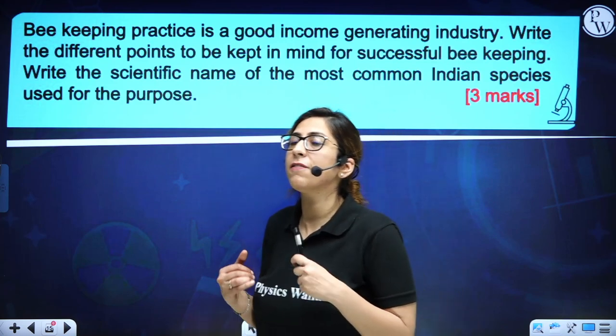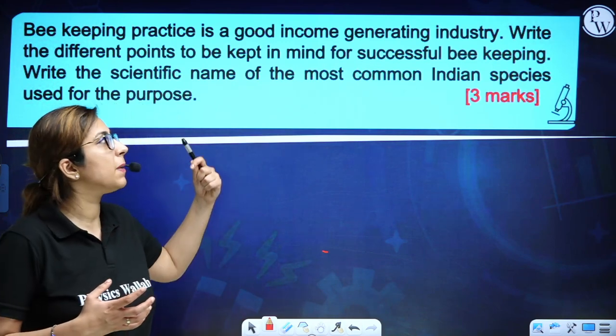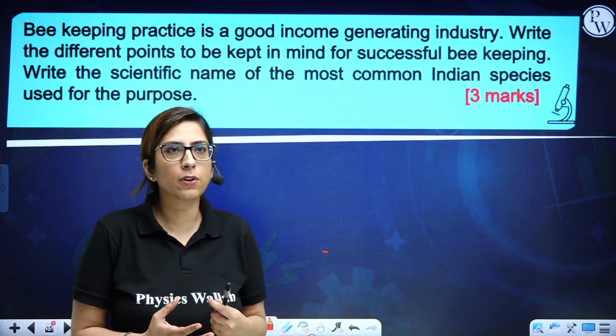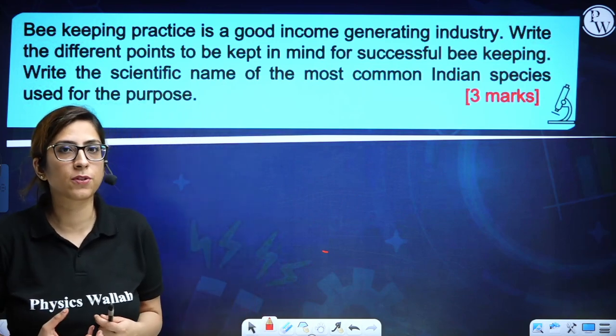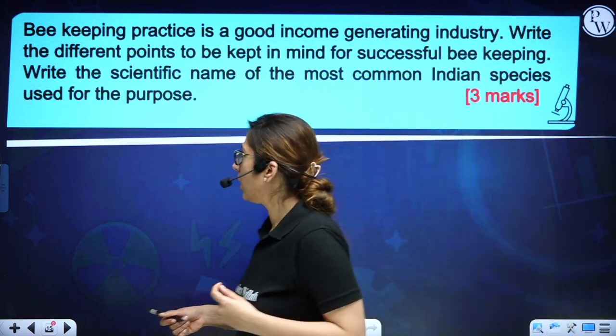You know, bees are very important as far as our whole biodiversity is considered. Nowadays people are moving towards beekeeping, because this is a very profitable business. Clear? So Apis indica, you can take as one example.